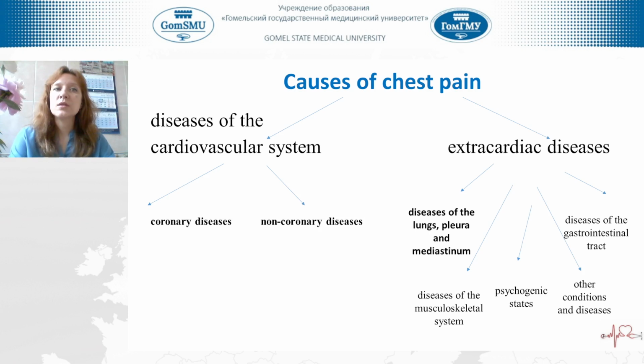If we're talking about diseases of the cardiovascular system, we can divide them into coronary and non-coronary diseases. Extracardiac reasons we can divide into disease of the lungs, pleura, and mediastinum, diseases of the musculoskeletal system, psychogenic states, disease of the gastrointestinal tract, and other conditions and diseases.